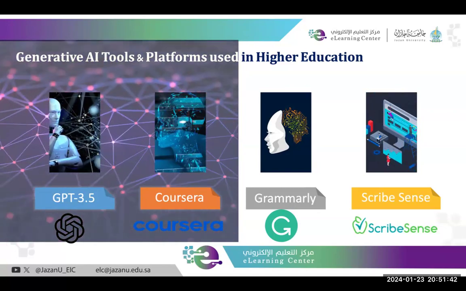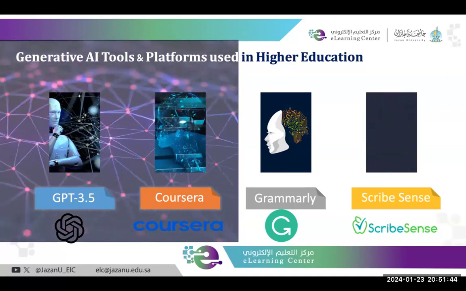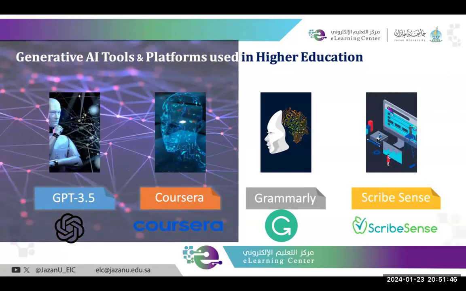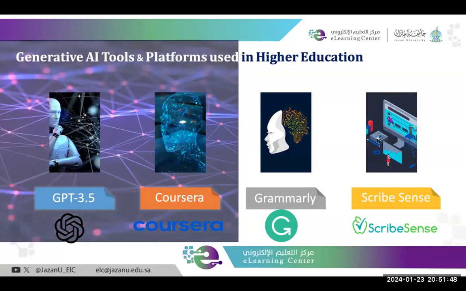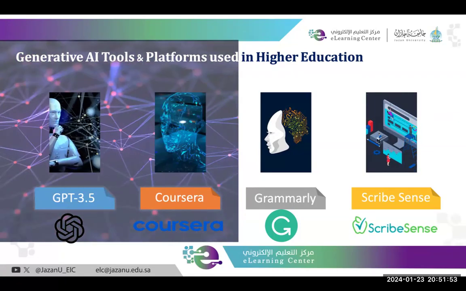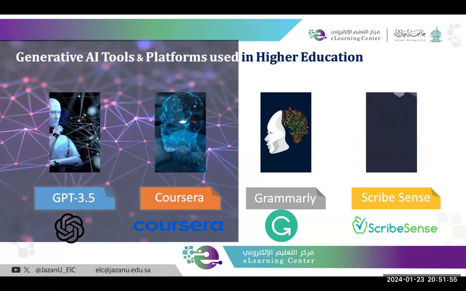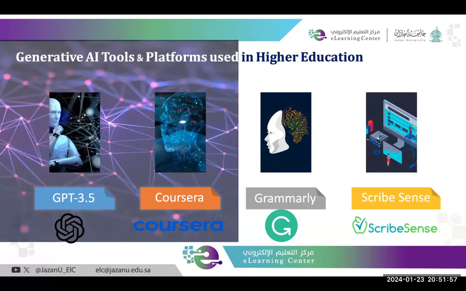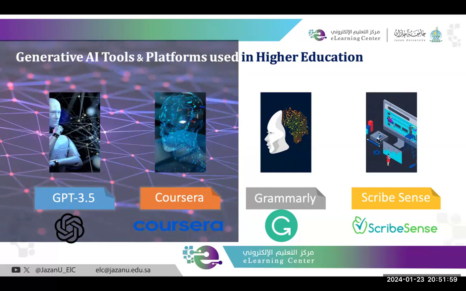Grammarly, again, very famous. It can help you to reduce the plagiarism in your document. It can help you to correct the grammar mistakes in your document. And Grammarly, an AI-powered writing assistant, helps users improve grammar, spelling, and style in their writing as well.